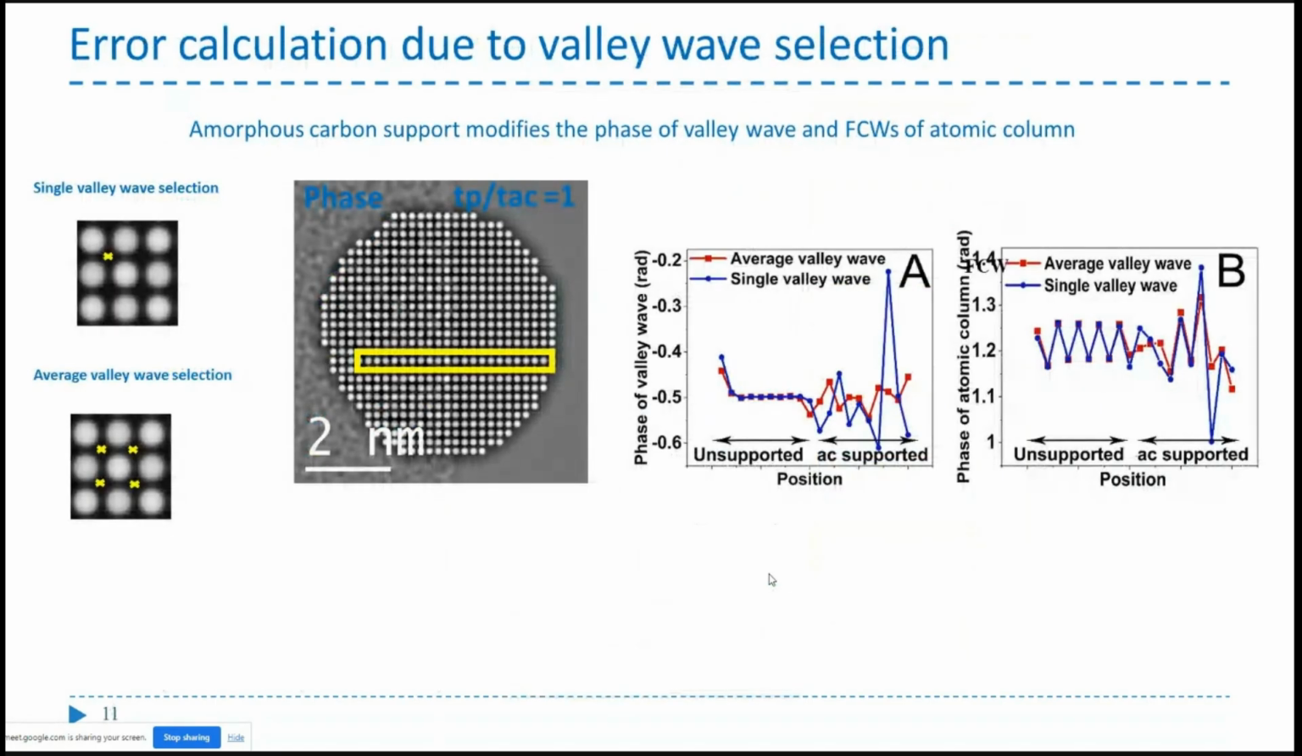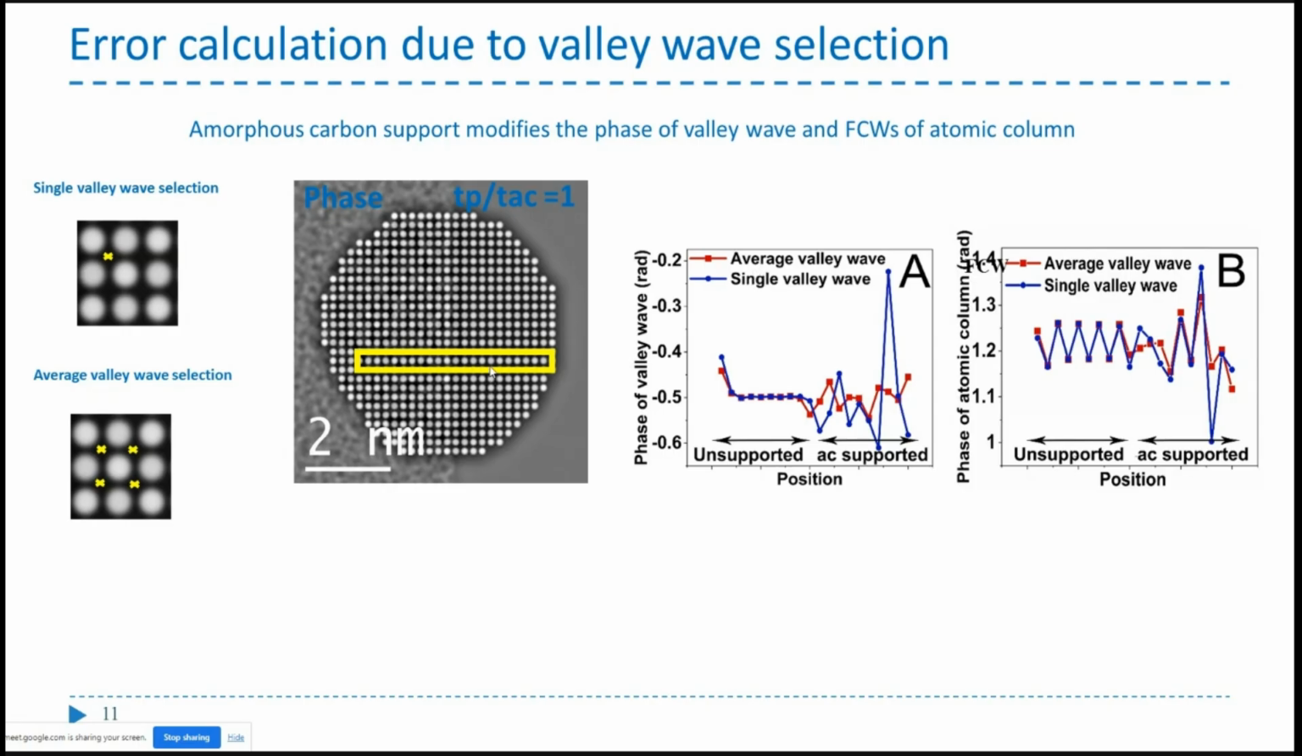Now, I'm coming to the point of exit wave selection, which is very important. So we did the same thing, with carbon film thickness and crystal thickness in a 1:1 ratio, and we have taken a one-dimensional line scan. And now this is for the exit wave. So we took the single exit wave. You see, in the unsupported region it is flat, but in the supported region, this blue one, it is varying like anything. This is the single exit wave.